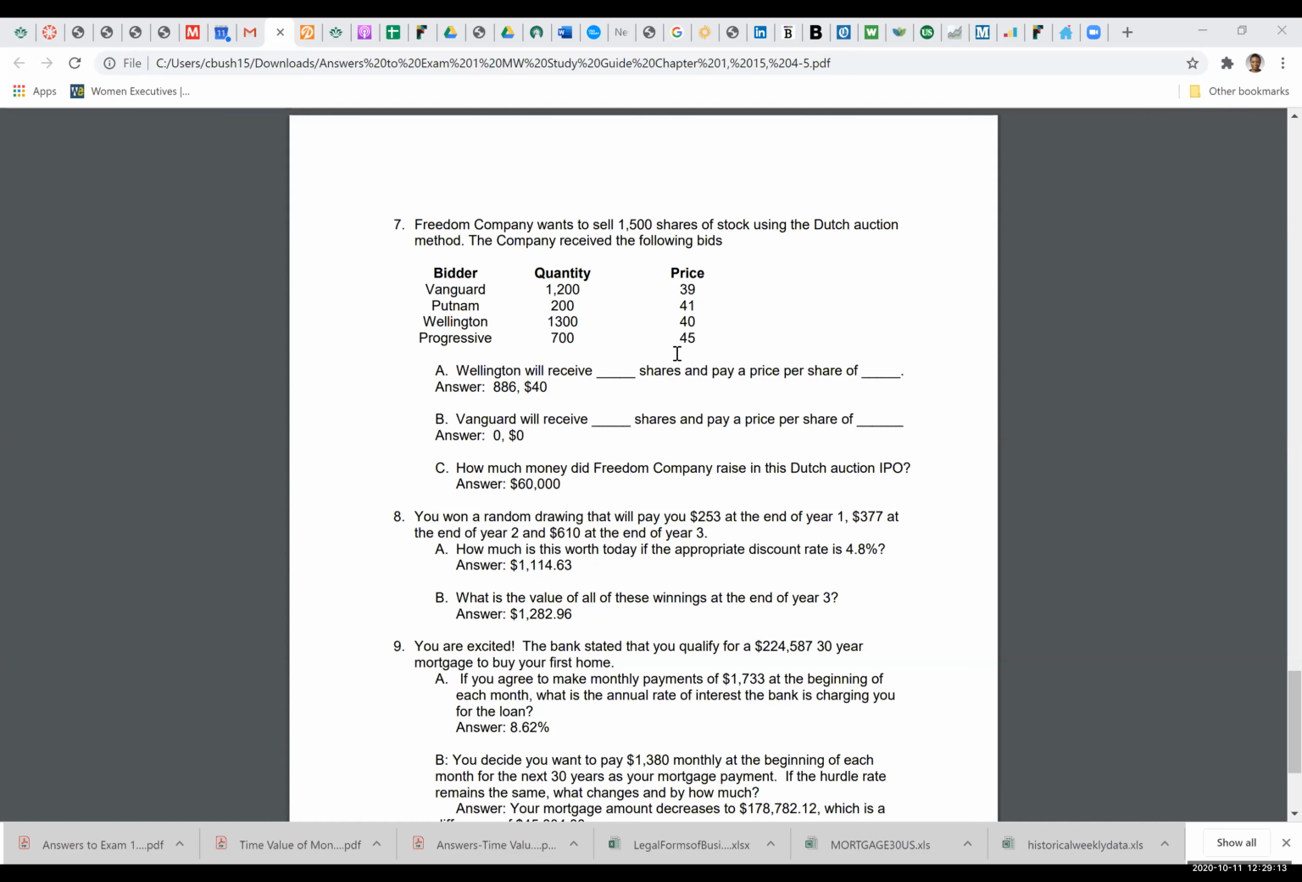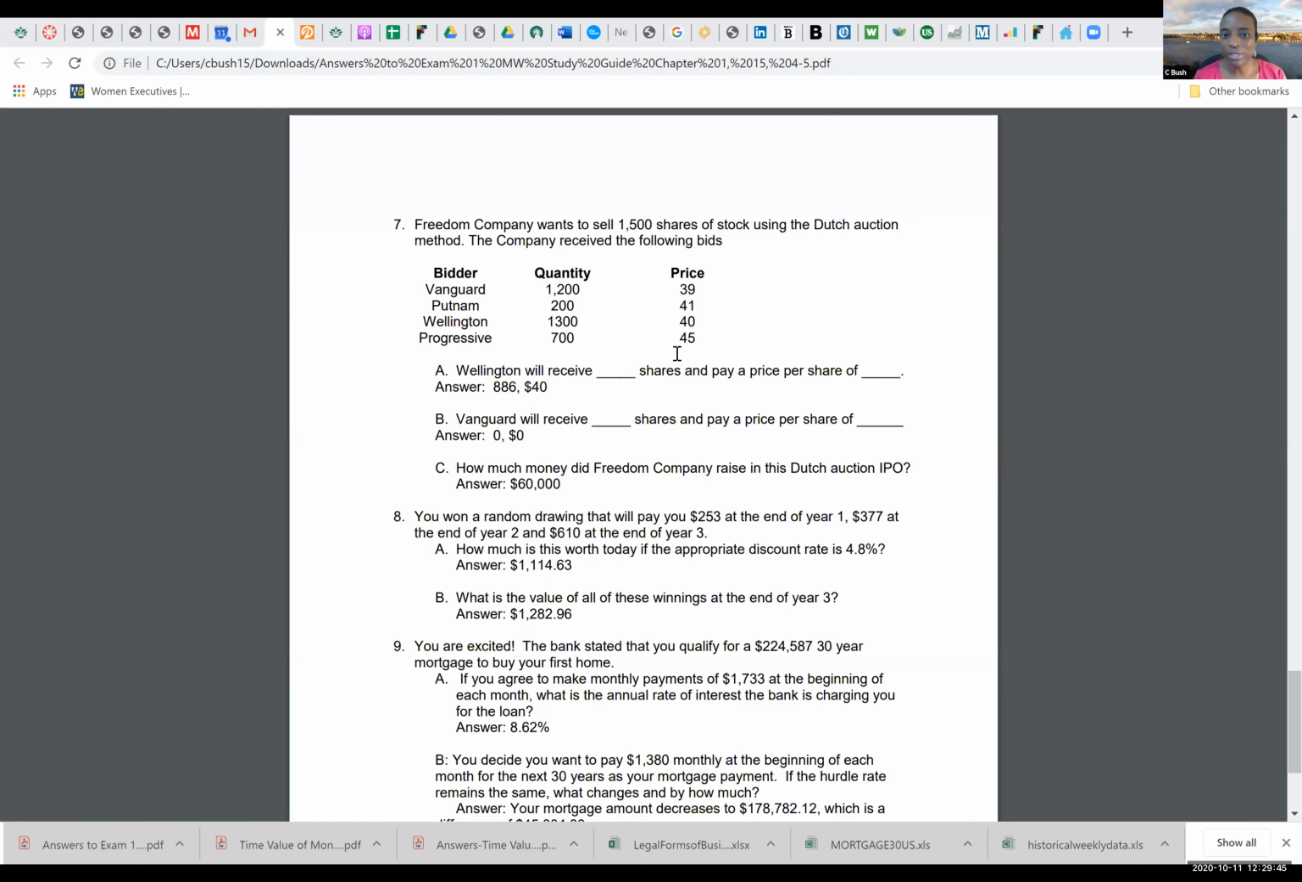Yes. Okay. So the highest price bid is $45 by Progressive. Remember, the company wants to raise as much money as possible. So they want to take the highest price if they can. But if they take this highest price bid of $45, they only get 700 shares, right? Because that's all Progressive wants at $45. The company wants to sell 1,500 shares. So if they take the Progressive bid, they will not sell enough shares.